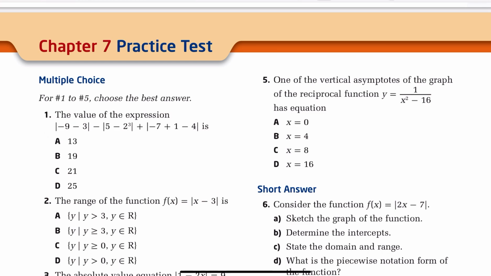So, we have minus 3, 9, minus 9, minus 3, which is minus 12. So, minus 12 absolute value. Minus 5 squared minus 8 is minus 3, absolute value of minus 3, plus minus 7 plus 1 is minus 6, minus 4 is minus 10. So this is 12 minus 3 plus 10, which is 19.